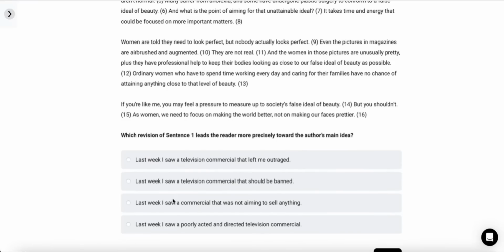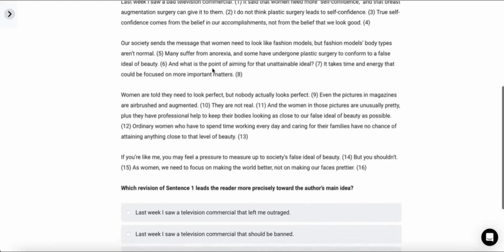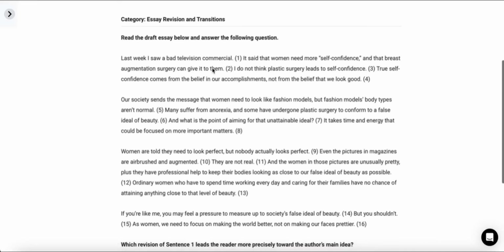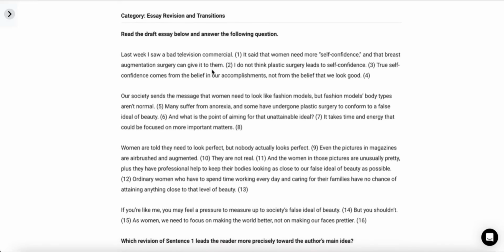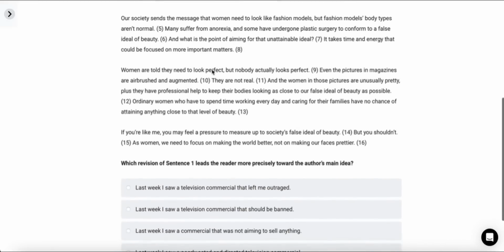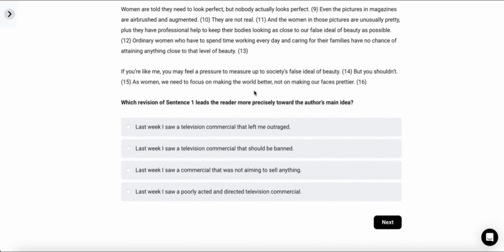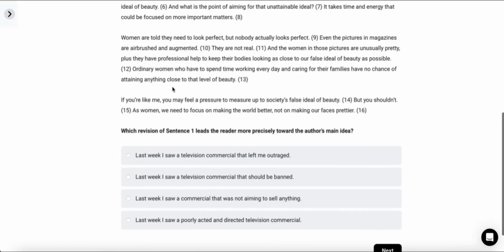Which revision of sentence 1 leads the reader more precisely towards the author's main idea? Let's look at the first sentence. Last week, I saw a bad television commercial. Remember that we said that this sentence isn't precise enough. So what is the conclusion of this paragraph? Let's look at the last few sentences.